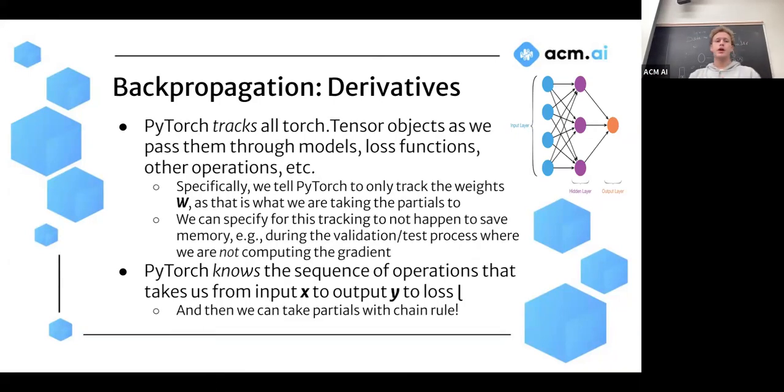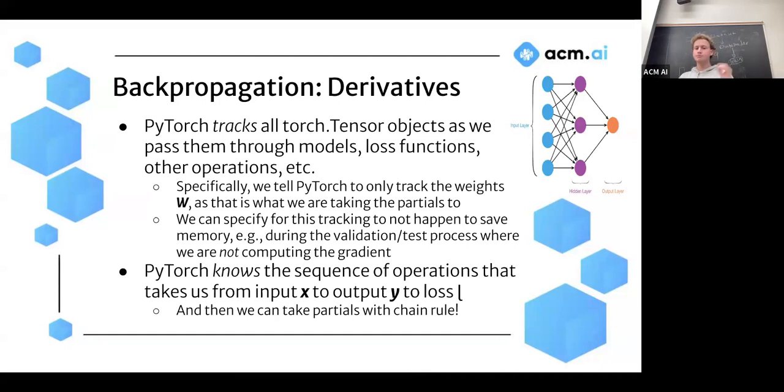And so PyTorch will track all torch.tensor objects as we pass them through models, loss functions, other operations, whatever you might. Okay. The word just didn't come. Anyway, so basically we tell PyTorch to only track the weights, and that this is what we're taking the partials with respect to. We don't want to track too much because that'll just use up more computational resources, and we're already kind of starved for them. So we need to save as much as we can.